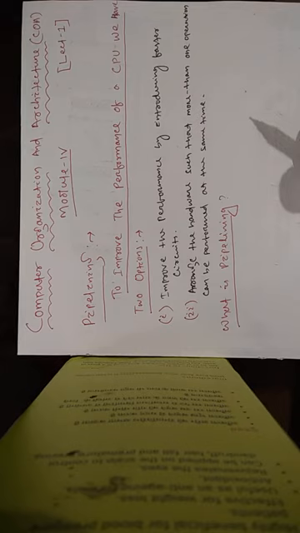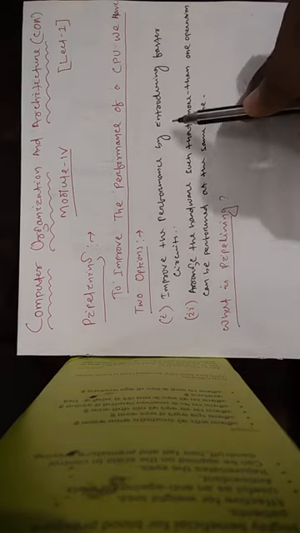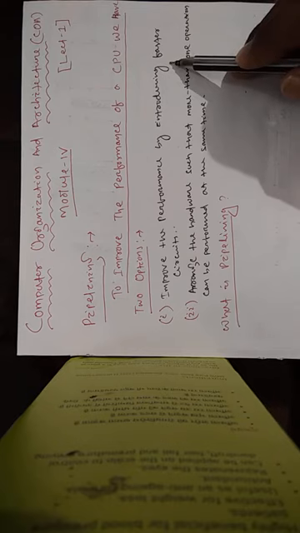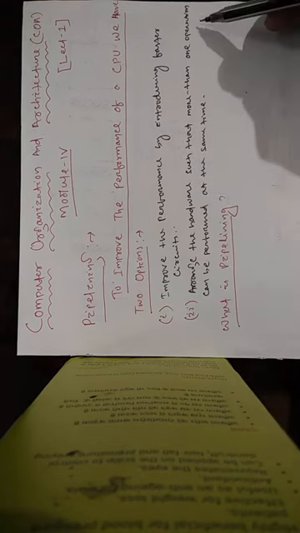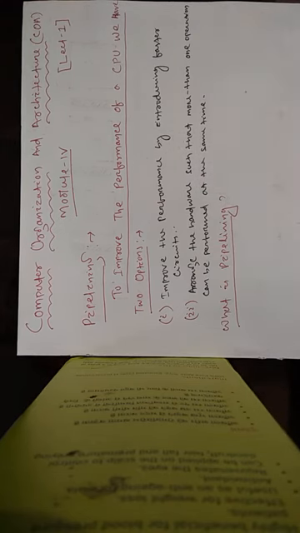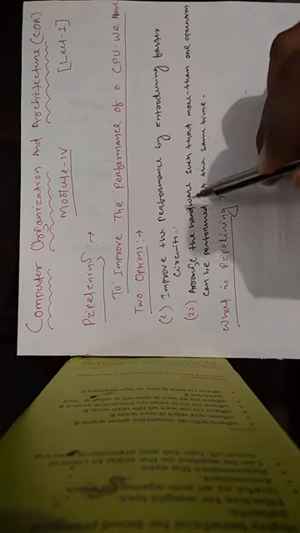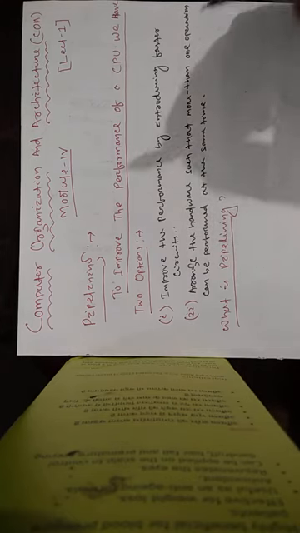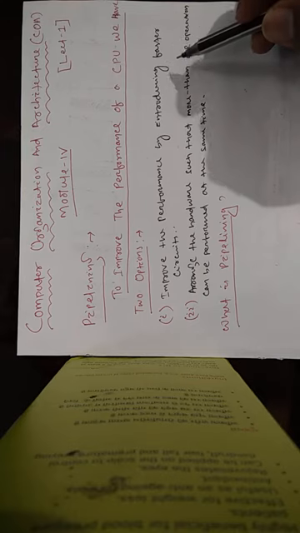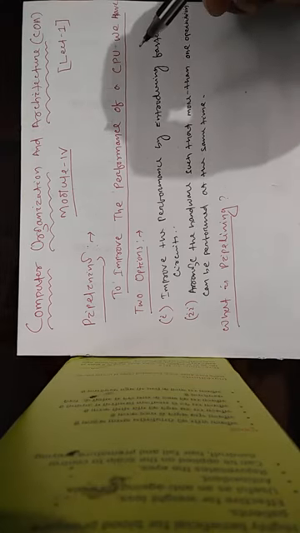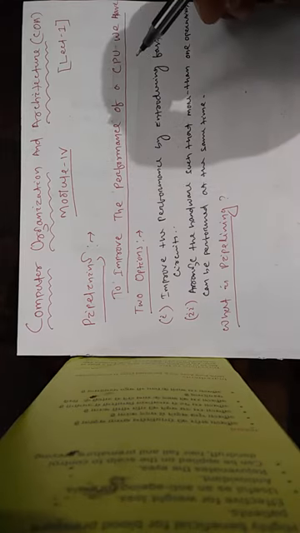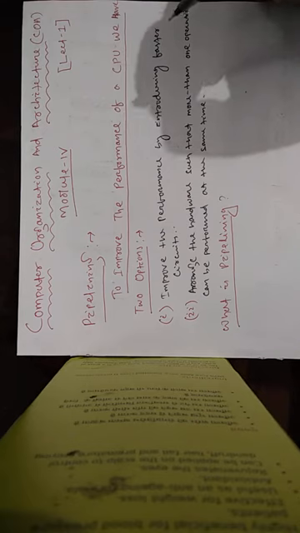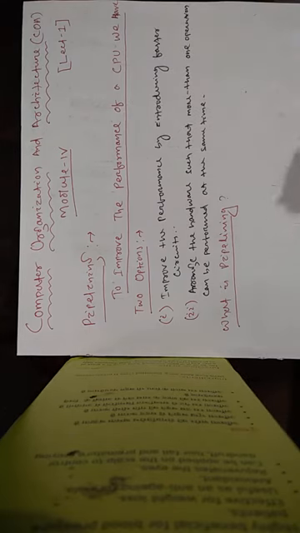So if we want to increase the performance of a computer, then we have to increase the performance of the CPU. And how can we do that? We have two options. Number one: improve the performance by introducing faster circuits. Number two: arrange the hardware such that more than one operation can be performed at the same time. If we introduce faster circuits, we have to install new circuits, which is quite expensive. So we should move to the second option.